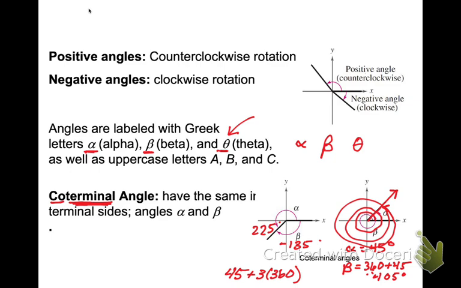Okay, there's an important reason why, because later on when we do sine, cosine, and tangent, as long as they have the same terminal side, no matter what the angle is, how many times you multiplied 360 and added it to it or subtracted to it, it has the same sine, cosine, and tangent, which will make our life easier.